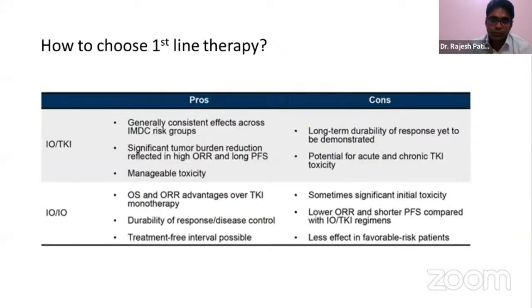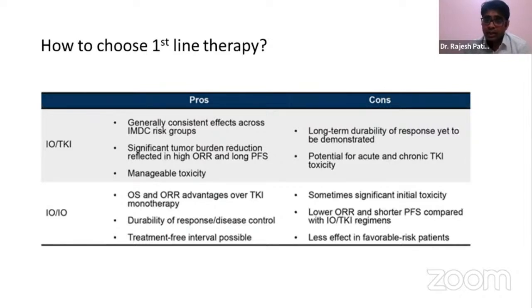So what are the pros with immunotherapy in combination with TKI? First benefit is it has shown a consistent benefit in all IMDC risk groups. It has shown significant tumor burden reduction, reflected in overall response rate and long progression-free survival. It has manageable toxicity, and an overall survival and overall response rate advantage over TKI monotherapy.